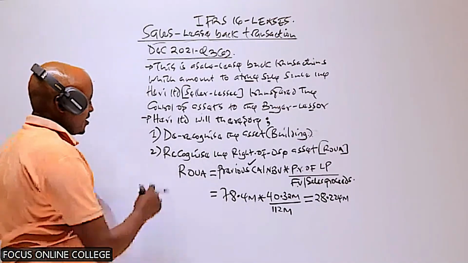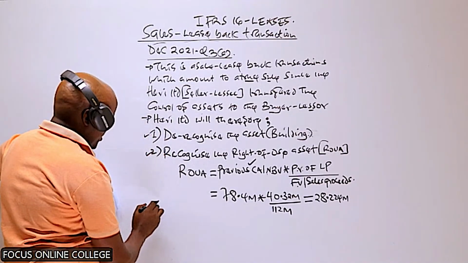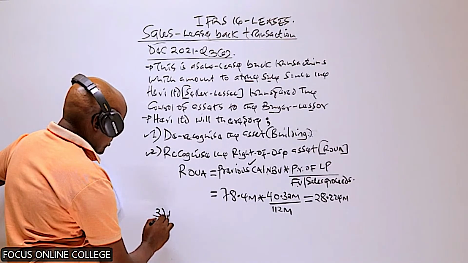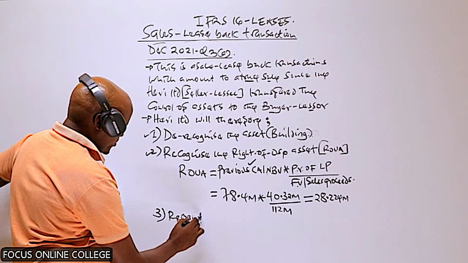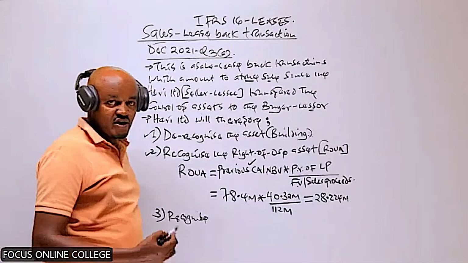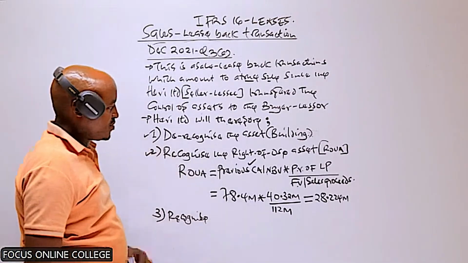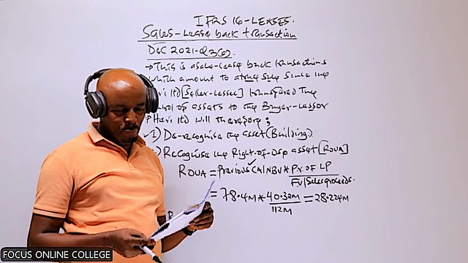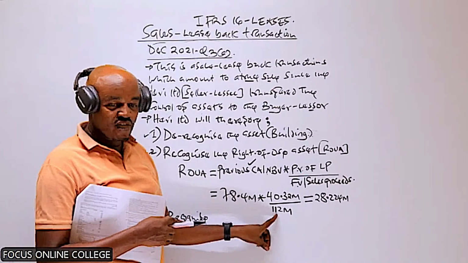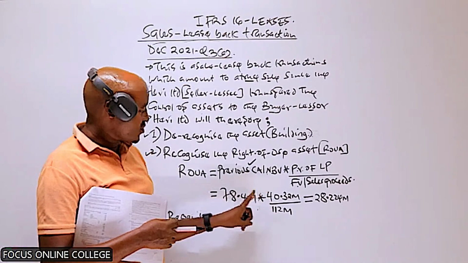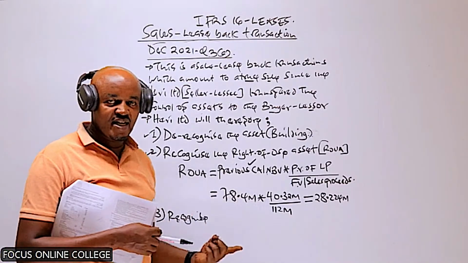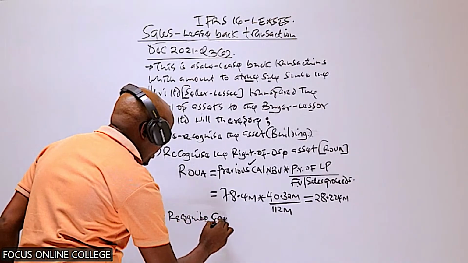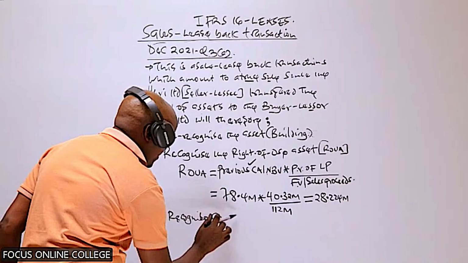Yes. So then, other than recognizing this, number 3, we have said that this company, the seller lessee, will also recognize the gain or the loss on disposal. But in this case, if you check the information you have in paragraph 1, we are given the sales proceeds. The asset was sold at 112 million, but its net book value was this. Automatically, this asset was sold at a gain.